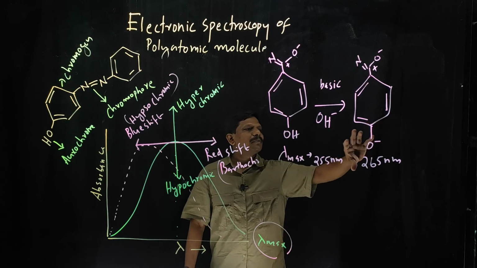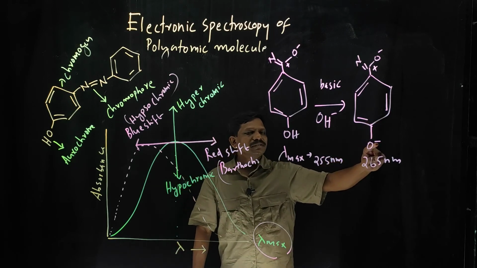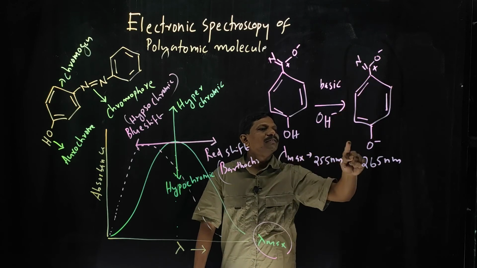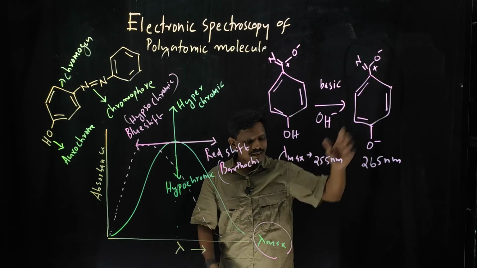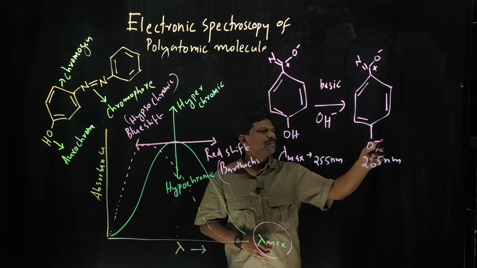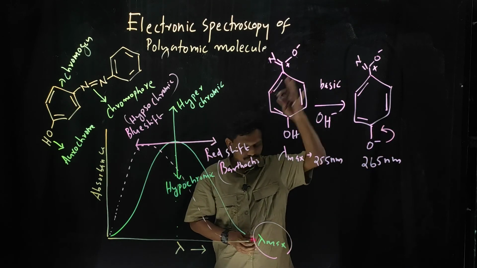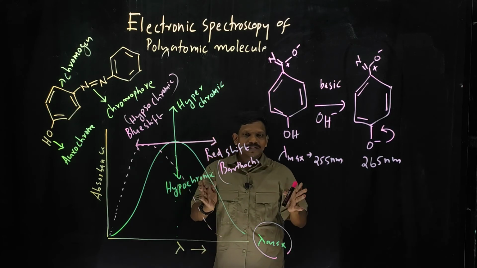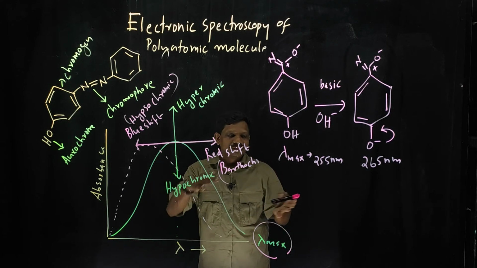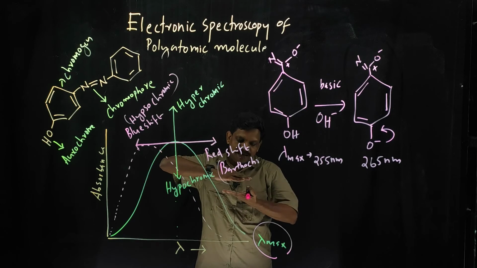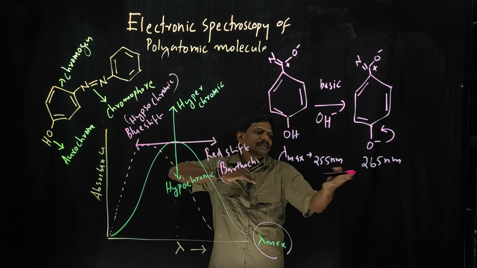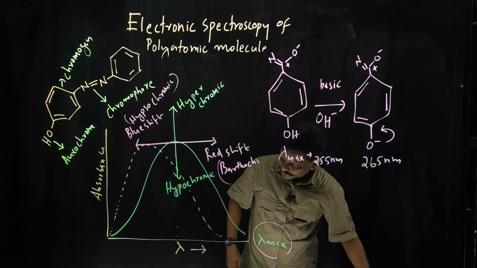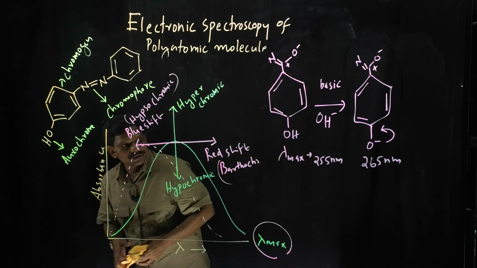So why does the lambda maximum increase? Because you see that oxygen has a negative charge here that is available for delocalization. That means the extent of conjugation can increase. I told you that when the extent of conjugation increases, the energy level gap becomes very small, and the high wavelength transition will happen. So that is about one example.